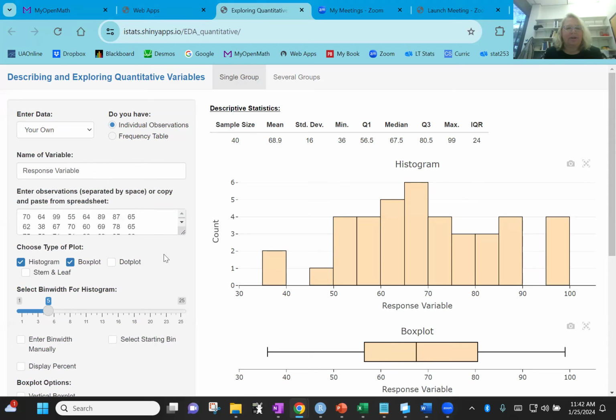And look what it does. It does a lot of things. It gives me the sample size. We'll talk more about mean, standard deviation, everything next week. But it also gives me the max and the min, so that I'm able to take that max minus min, 99 minus 36, and get 63. So that's what I'm going to do. Let's go back over here.